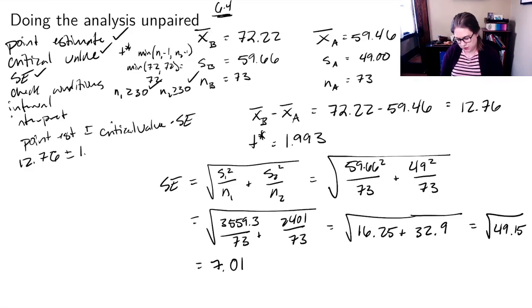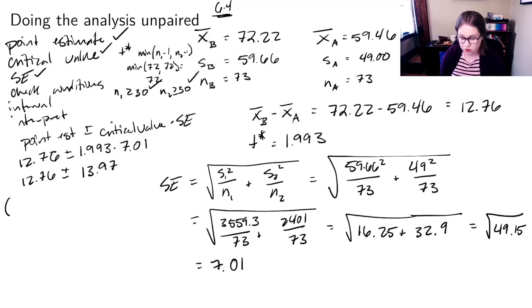12.76 plus or minus 1.993 times 7.01. And then I'm going to multiply 1.993 times 7.01. That's my margin of error. 12.76 plus or minus 13.97. And so 12.76 minus 13.97 is negative 1.21. And 12.76 plus 13.97, that's 26.73. Okay, so now I can do my interpretation.